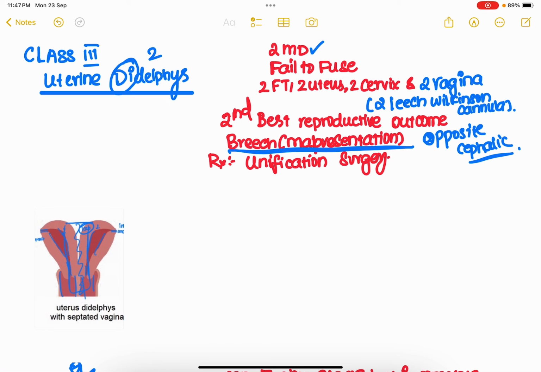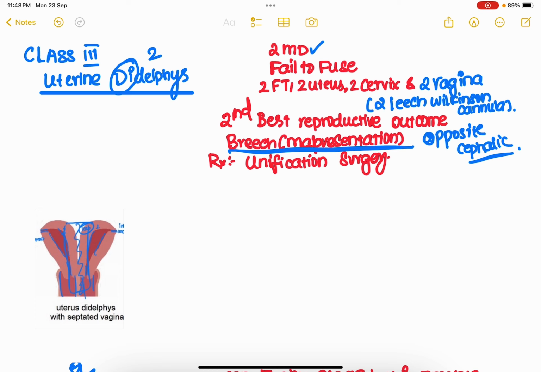And this uterine didelphys has the second best reproductive outcome. Okay, since 2 separate uterine cavities are present, therefore they have the second best reproductive outcome. So basically, the patients who are born with Mullerian malformations are going to have some obstetric complications such as recurrent pregnancy loss, which means 3 consecutive pregnancy losses, or infertility because of this abnormality in the development of the female internal genital organs. So of these 7 classes of Mullerian malformation, the second best reproductive outcome is going to be from uterine didelphys, and this is based on the fact that 2 separate uterine cavities are present.